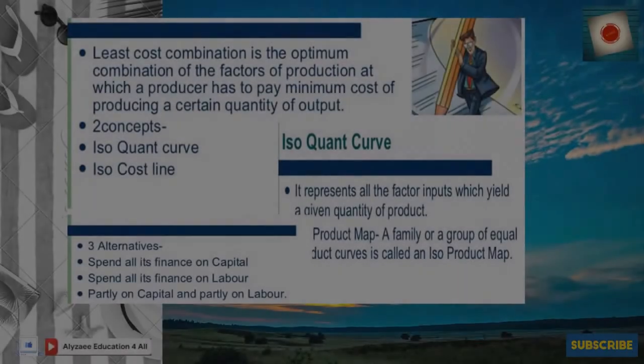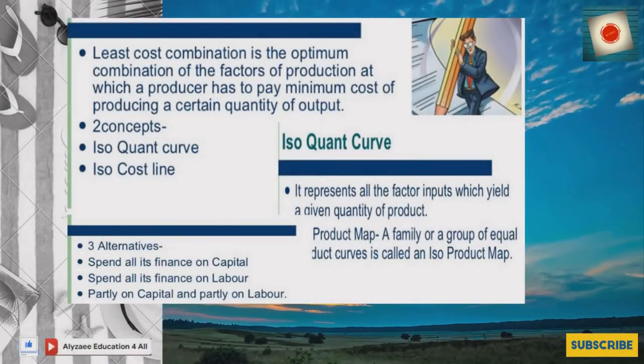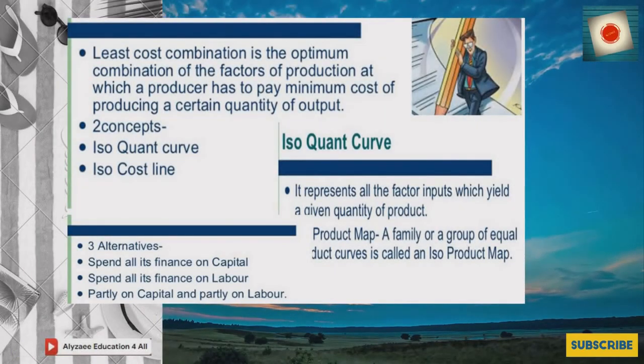Now what is least cost combination? Least cost combination states the optimum combination of factors of production at which a producer, a factory owner, has to pay minimum cost of producing a certain quantity of output. So there are two concepts in consideration: one is isocost curve and the other is isocost line. So what is an isoquant curve? It represents all the factor inputs which yield a given quantity of product. A product map, a family or a group of equal product curves, is called an iso-product map.